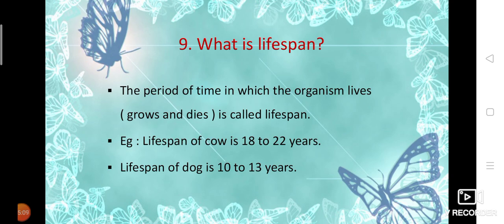For example, the lifespan of a cow is 18 to 22 years, the lifespan of a dog is 10 to 13 years. So this is the total life period of the cow, that is 18 to 20 years it is able to survive, that is its lifespan. So what is lifespan? The period of time in which the organism lives, that is grows and dies, that is lifespan. And examples are also very important.